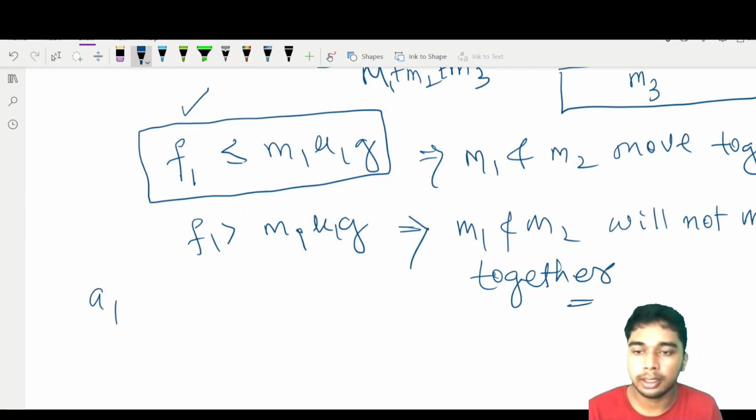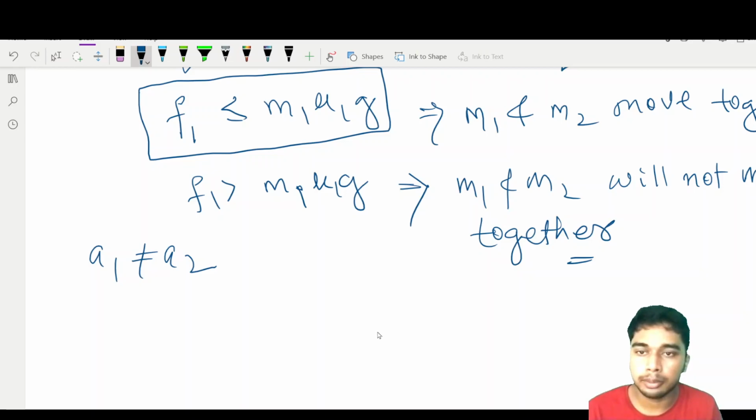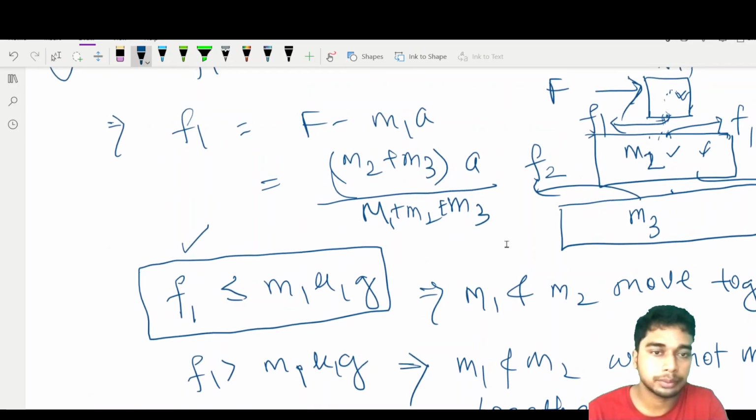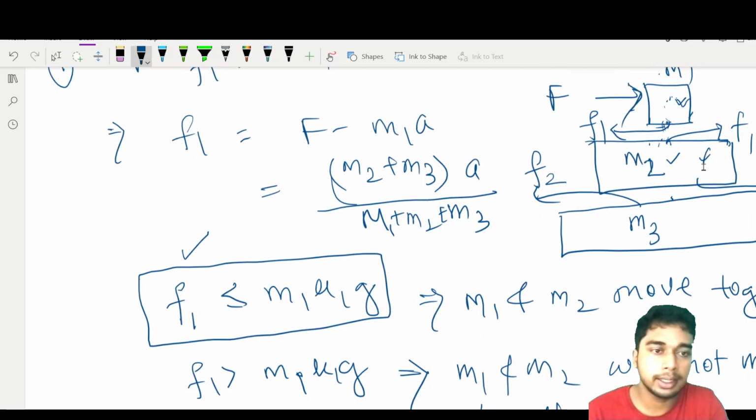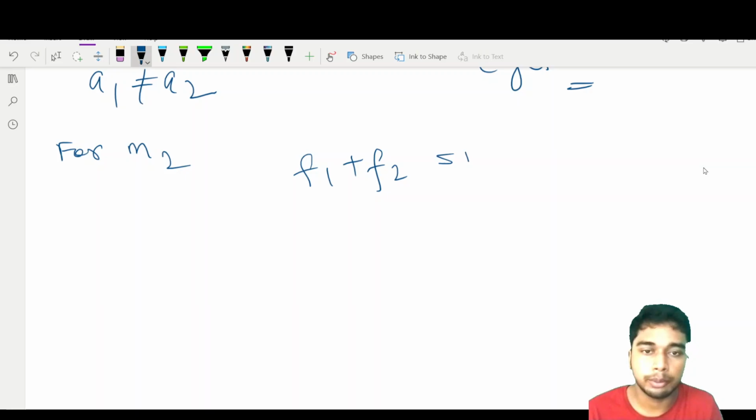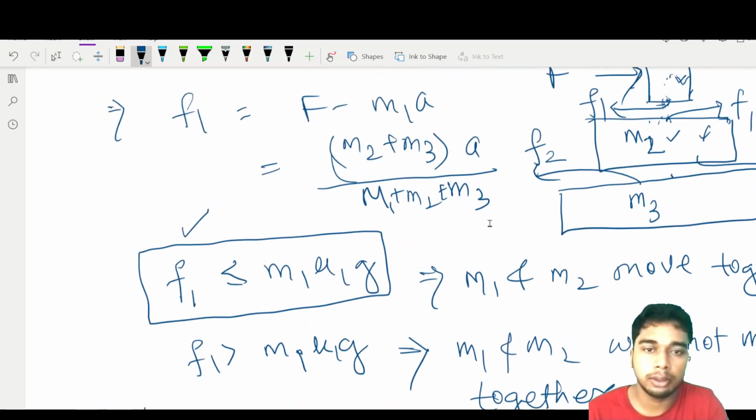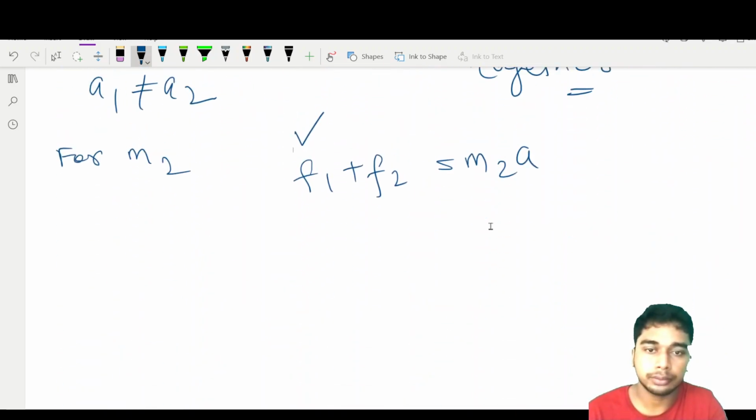So I have to consider that a1 is not equal to a2 in this. Similarly for the second case, if I draw the free body diagram for m2, I will just write F1 plus F2 is equal to m2a, and I already know what F1 is. I have to just calculate what F2 will be.